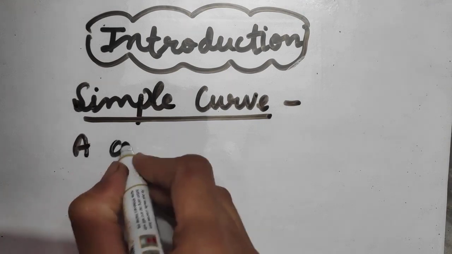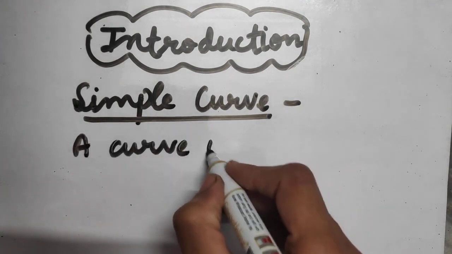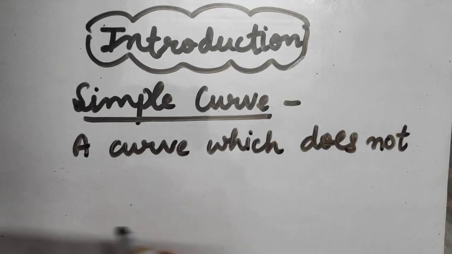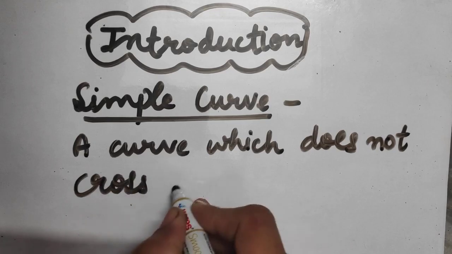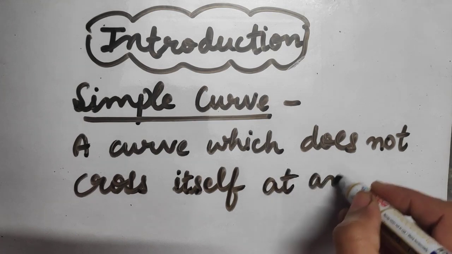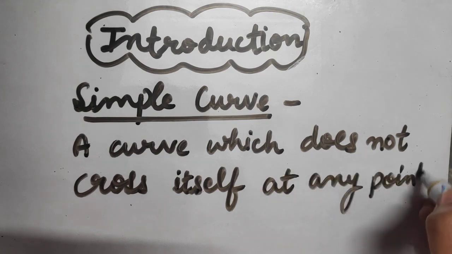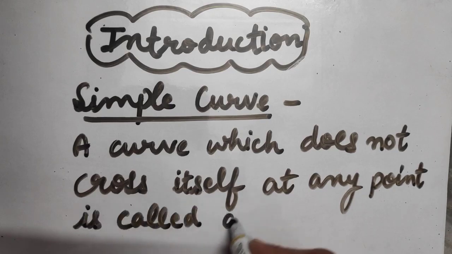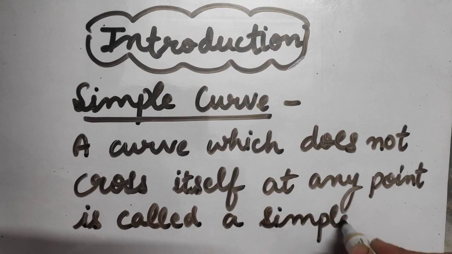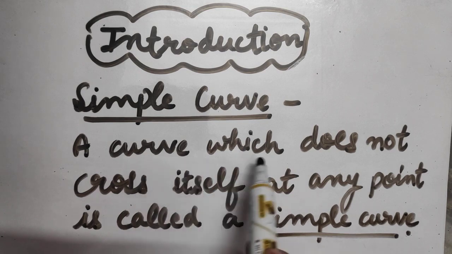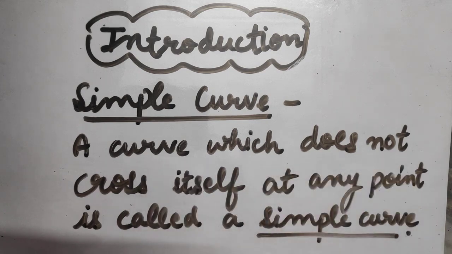A curve which does not cross itself at any point is called a simple curve. So what is a simple curve? A curve which does not cross itself at any point is called a simple curve.